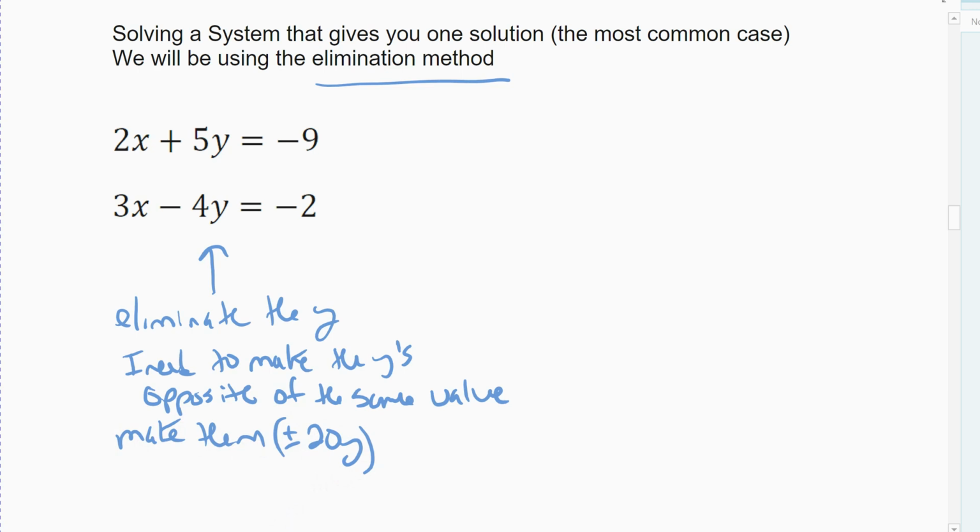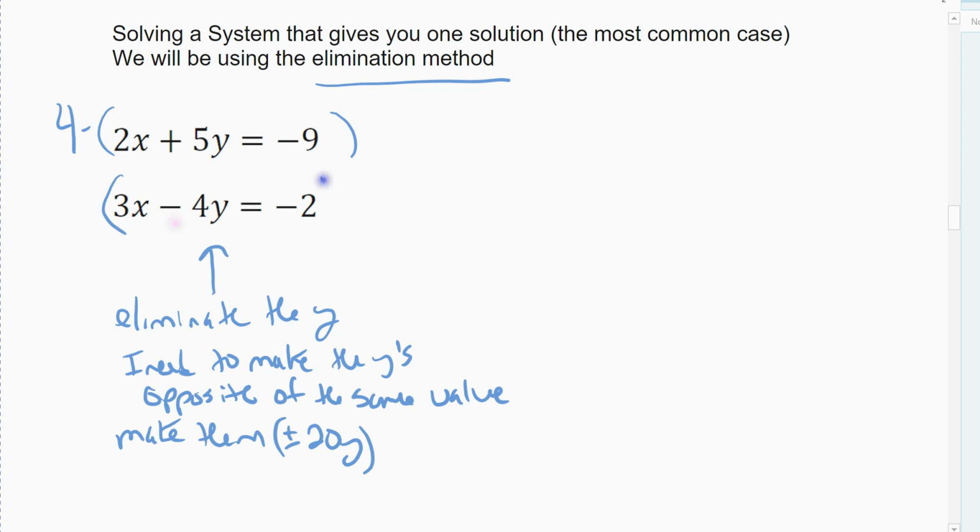Now, I can't just randomly switch them to 20s. In order to do that, I have to multiply by a number, and when I multiply an equation by a number, I have to multiply the entire thing so I don't change the problem. As long as I multiply everything in the equation by the exact same number, I've not changed the equation. So in the first equation, I want to make the positive 5 a 20. I'm going to multiply it by 4. 5 times 4 gives me 20. But I put parentheses because I have to distribute that 4, multiplying everything in the equation by 4 so I don't change the problem.